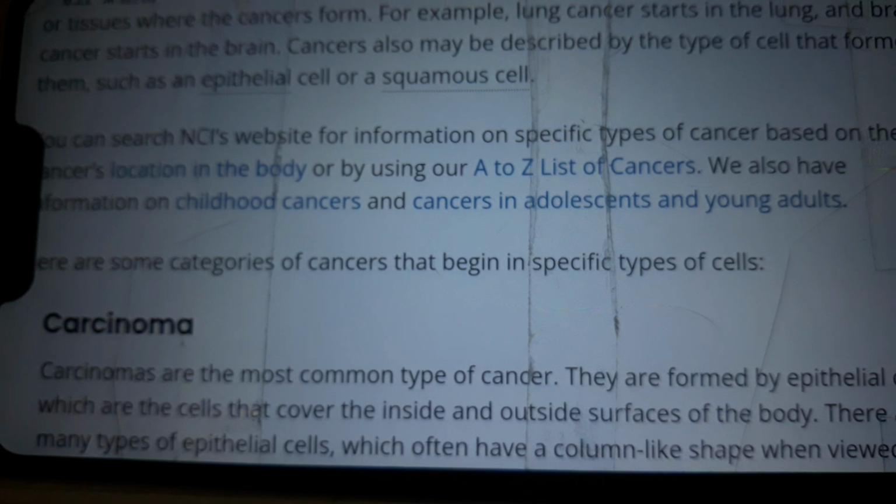You can search NCI's website for information on specific types of cancer based on the cancer's location in the body or by using the A to Z list of cancers. We may also have information on childhood cancers and cancers in adolescents and young adults.